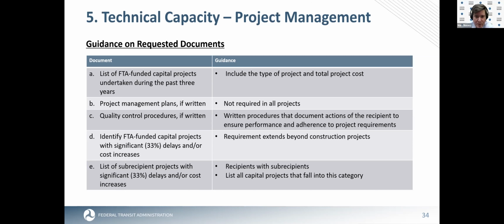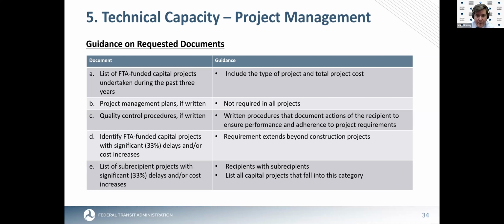When we see here in item B, project management plans, if written, project management plans aren't required for all projects. Formal project management plans are absolutely required for major capital projects, in other words, 100 million or up. If it's below 100 million, then you just have to have mechanisms for technical oversight of the project.